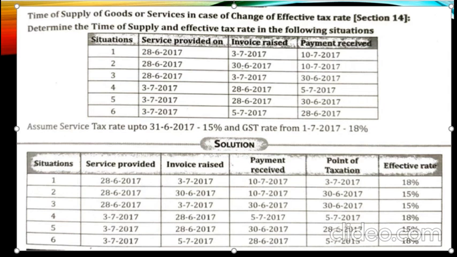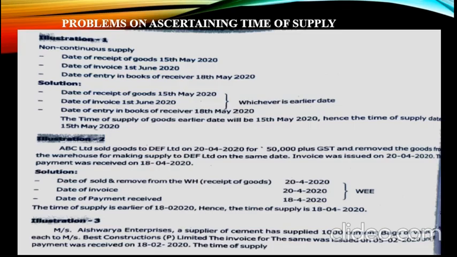So this is the problem to understand the time of supply of goods and services in case of change of effective tax rate, Section 14. Now we will be discussing problems on ascertaining time of supply. Illustration 1: non-continuous supply, and the solution is the date of receipt. Before solving this problem, we need to understand what is continuous supply and non-continuous supply. For non-continuous supply, the supply is not frequently occurring or recurring.